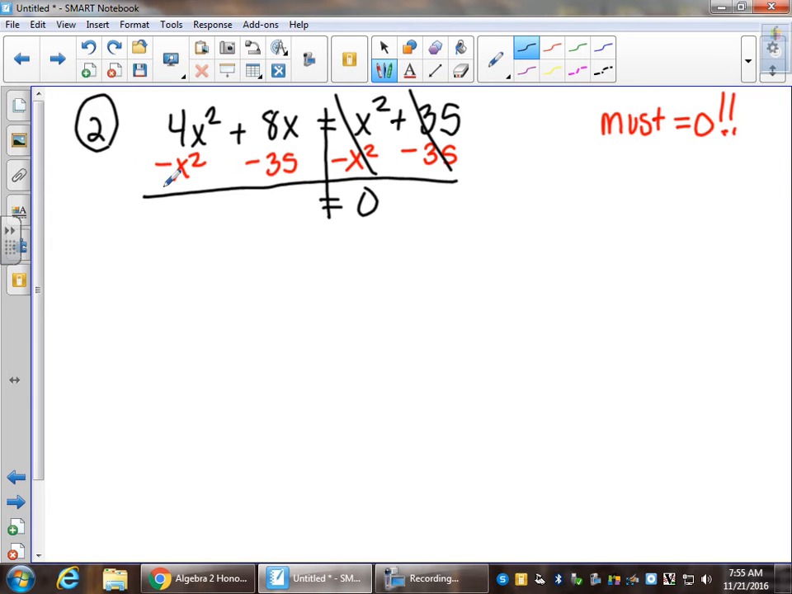4x squared minus x squared, I can do. That's 3x squared plus 8x minus 35. We now have our quadratic set equal to 0, so we can identify A, B, and C. A is 3, B is 8, C is -35. Go ahead and pause the video here and set up the quadratic formula for yourself. Sing the song, whichever version you like in your head.